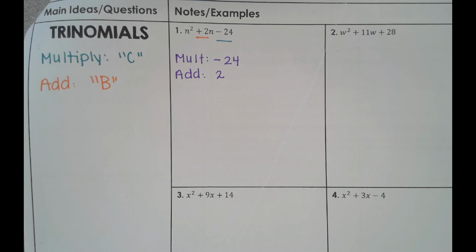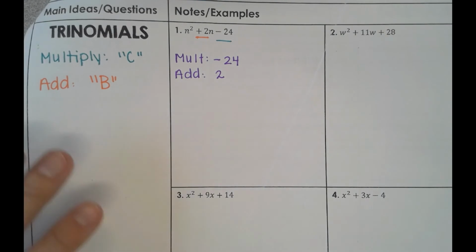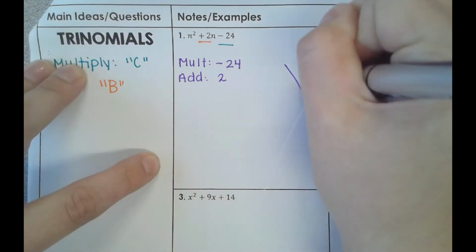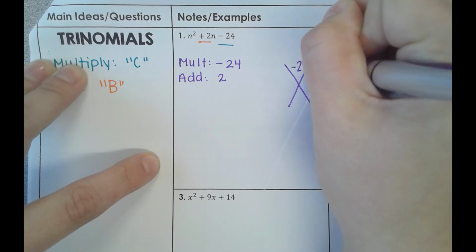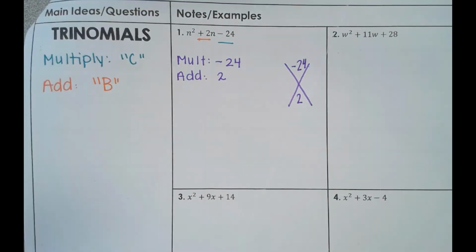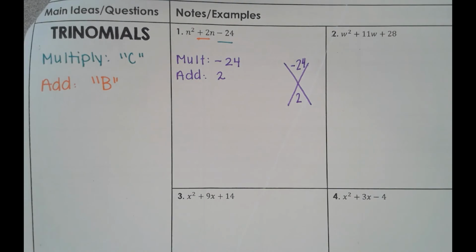In previous videos, I did have an X. We put negative 24 on top and 2 on the bottom. You can do that. I think I did that for the video. I don't think I actually showed that in class.